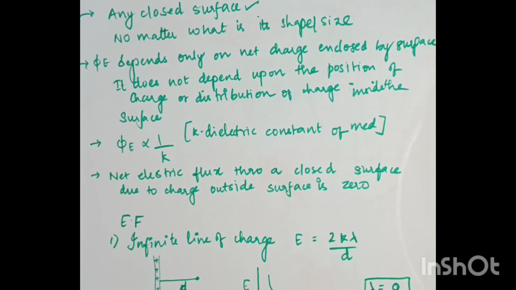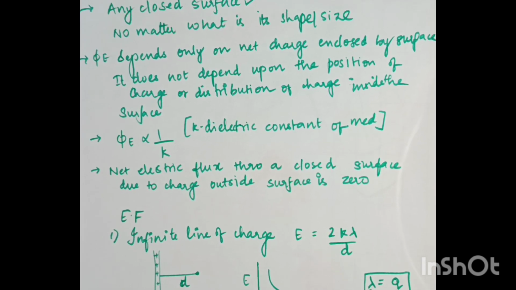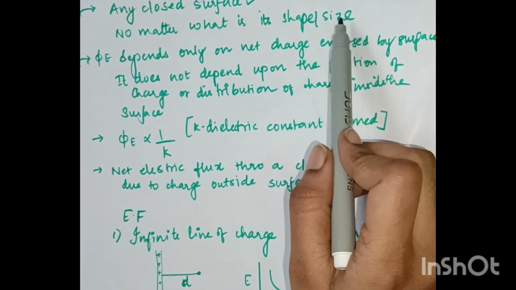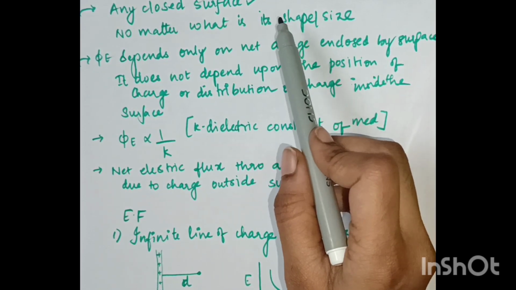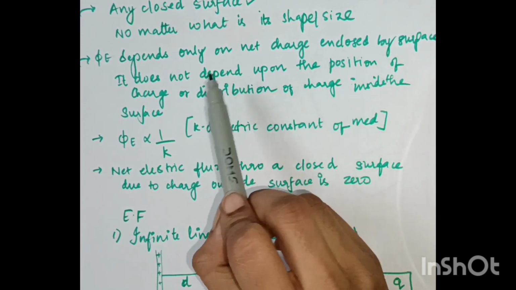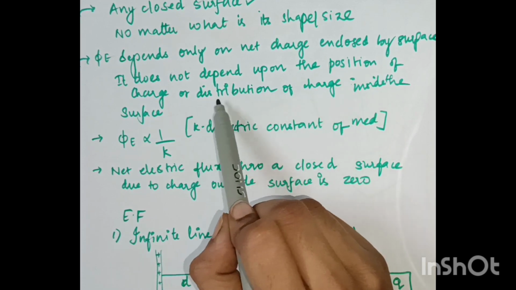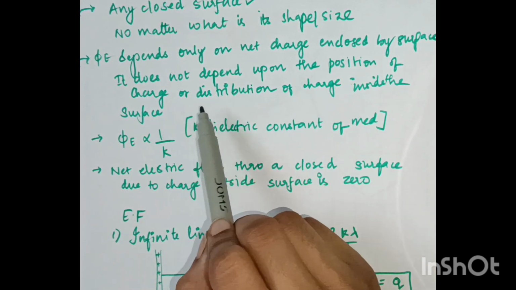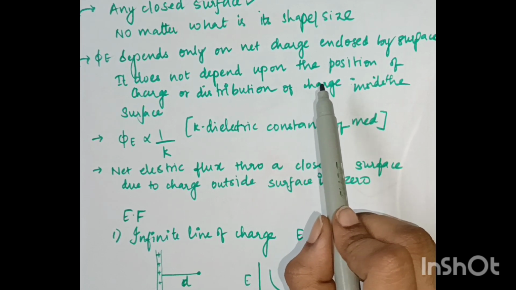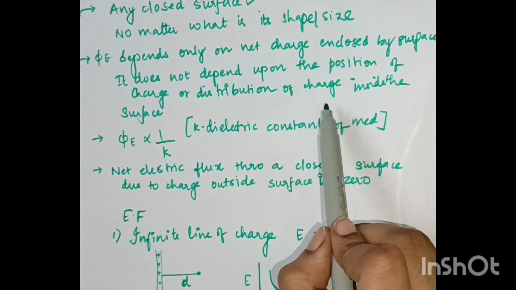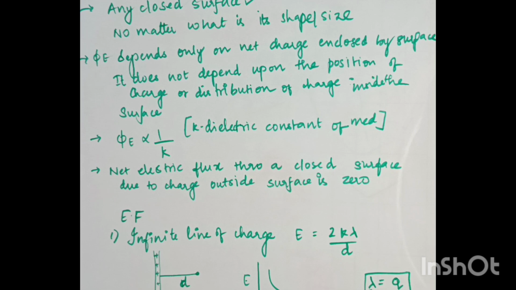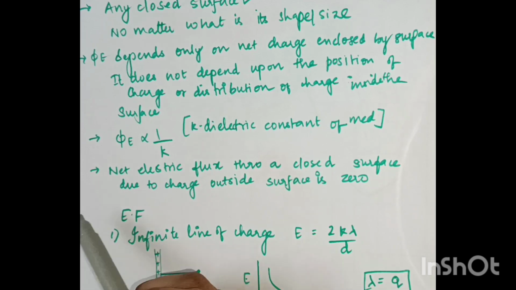So here let us see some more important points about Gauss law. It is applied for any enclosed surface, no matter what is the shape or size. Whatever may be the shape or size, Gauss law is applicable, and flux depends only on the net charge enclosed by the surface. It does not depend upon the position of charge or distribution of charge inside the surface. So we just want the information of the net charge. We don't want the actual distribution. We are just interested only in finding the net charge enclosed by the surface.